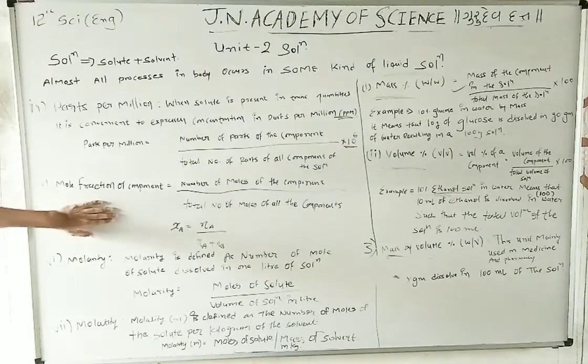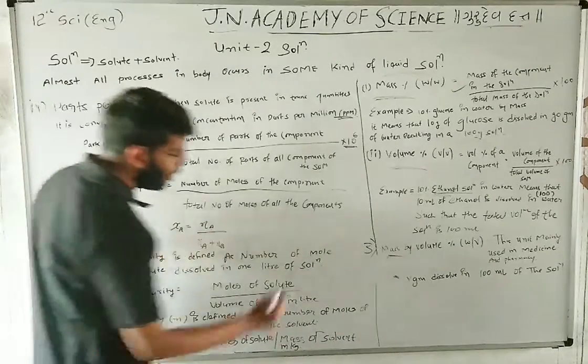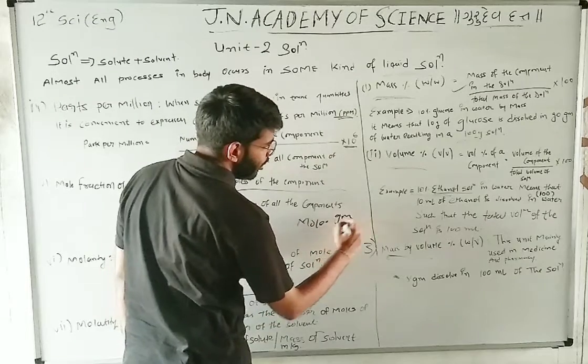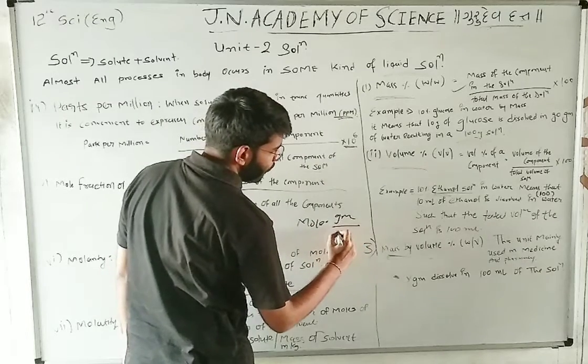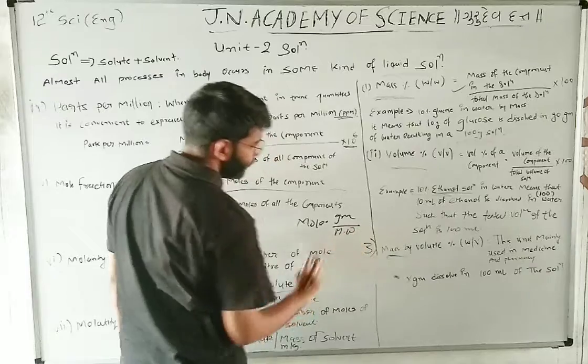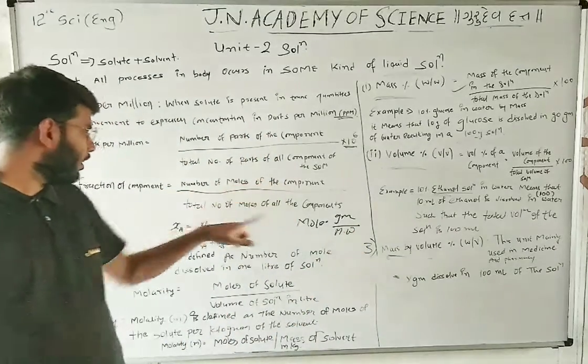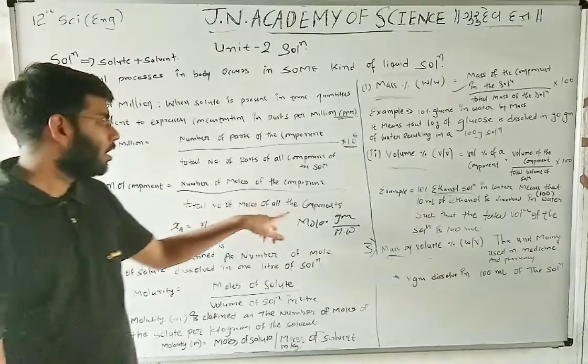Then the other one, mole fraction of a component. Number of moles of the component. You know about mole. Mole is gram upon molecular weight. So, number of moles of the component upon total number of moles of all the components.